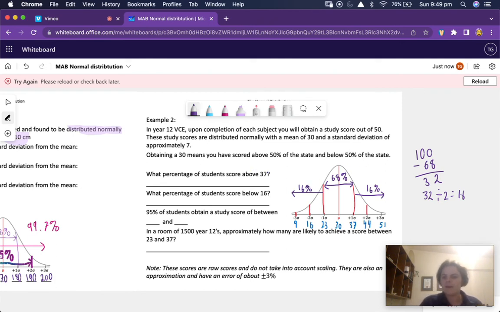So what percent would get above 37? That would be 16%. So it's not many. Only 16% of people will get above 37. What percent of students score below 16? So here's 16. That is two standard deviations away from the mean. So we know from our 99.7% rule, pretend that's all the way to the end there.